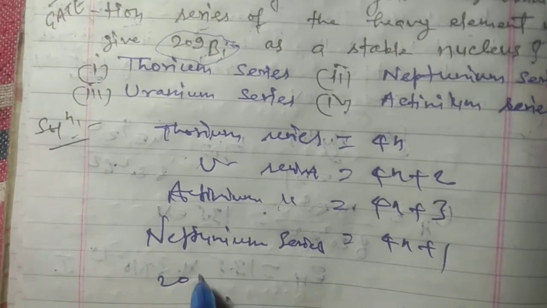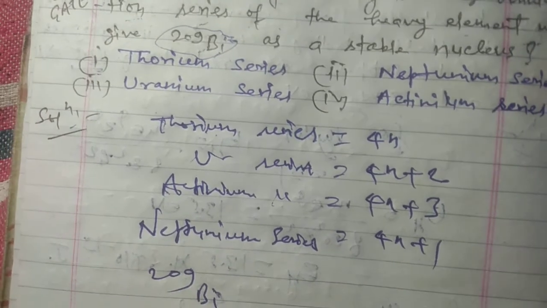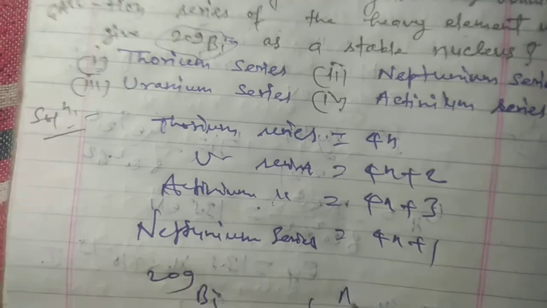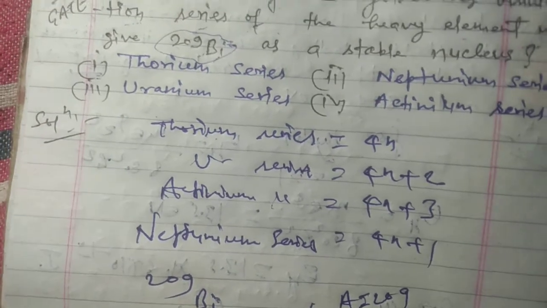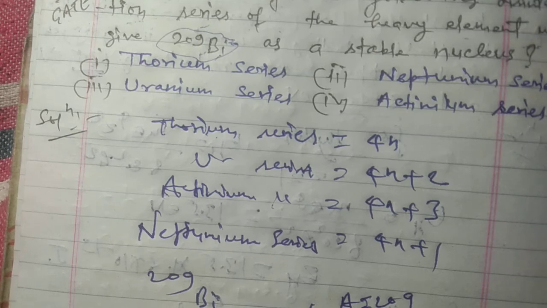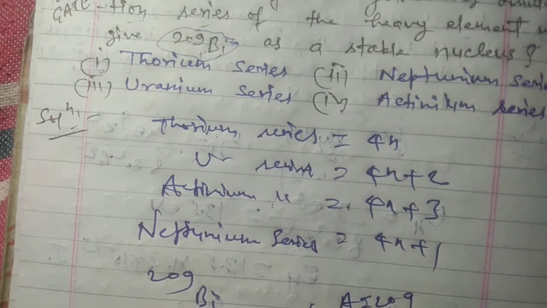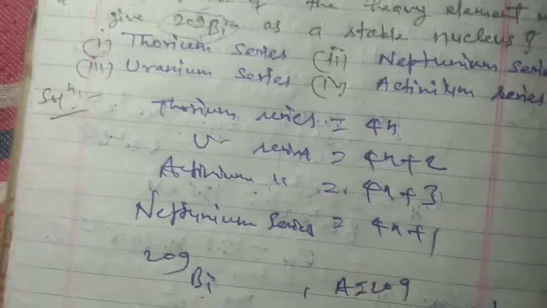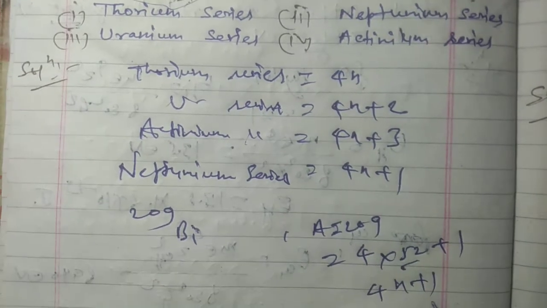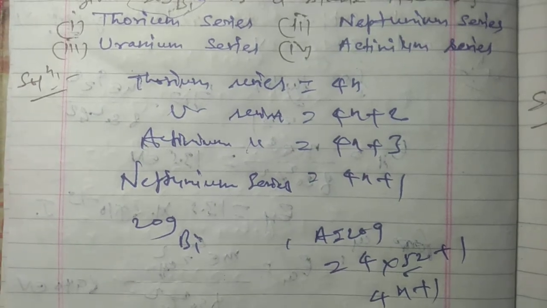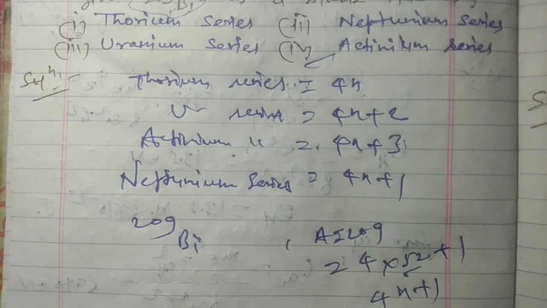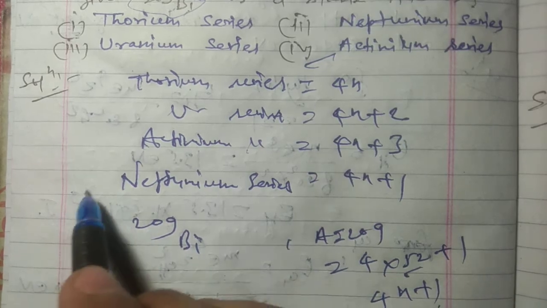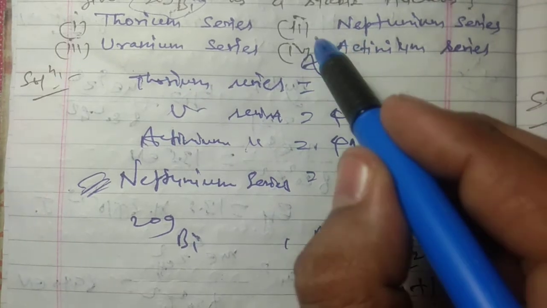So from the given nucleus, we find here the mass number A is 209, and this is equal to 4 into 52 plus 1. So here this is N, 4N plus 1. This is of the type of 4N plus 1. This is 4N plus 1, so this is the neptunium series, so option 2 is correct.